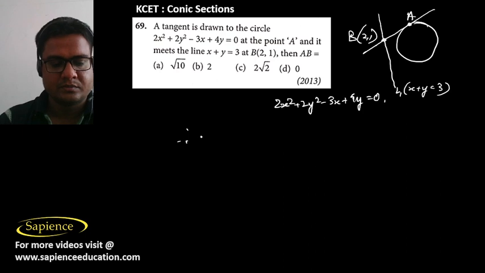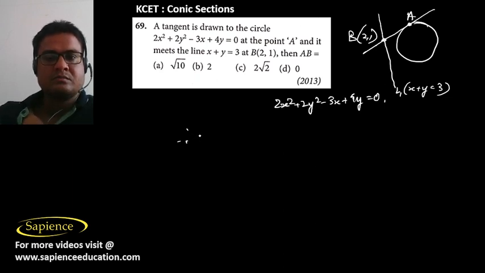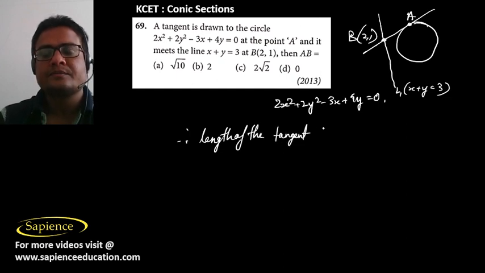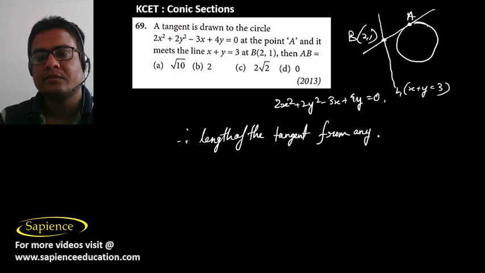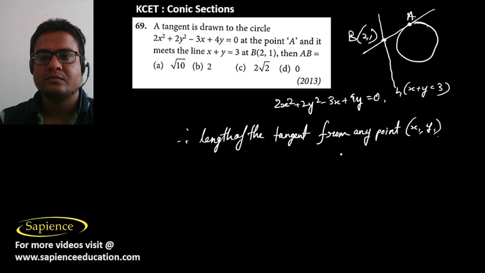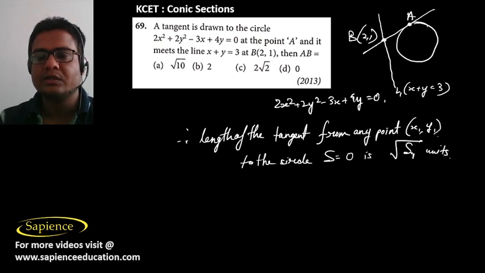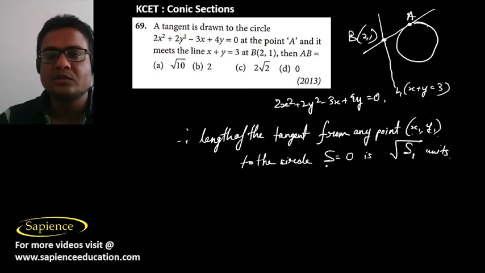So now, the length of the tangent from any point (x1, y1) to the circle S equal to 0 is given as root over S1 units, where S1 is the value when (x1, y1) is substituted in the equation of the circle.